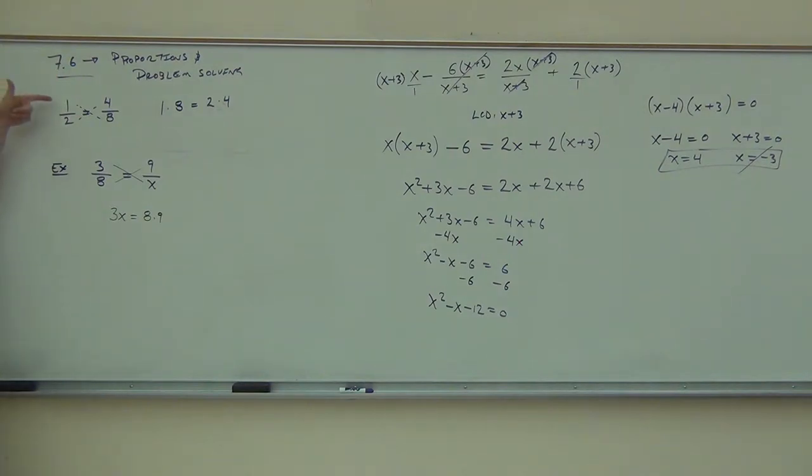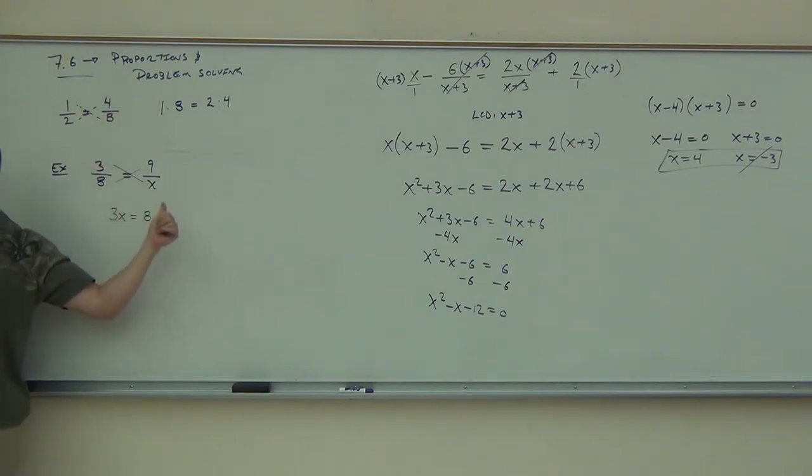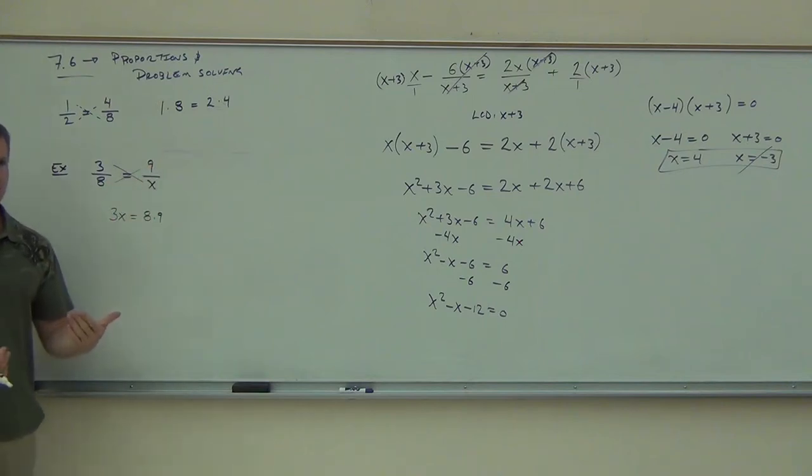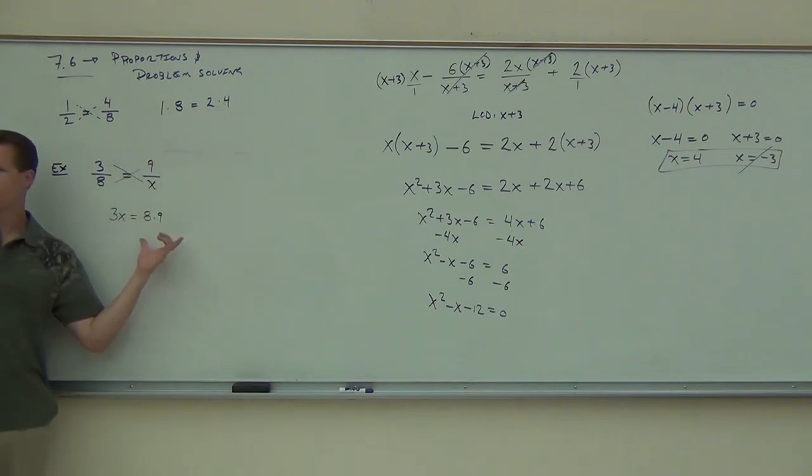times 9. So just like up here, we could multiply the 1 times the 8, and that had to equal the 2 times the 4. We can do that in this proportion also. We can multiply the 3 times the x. It has to equal the 8 times the 9. This happens with every proportion that you see. Are you guys okay with this, Andre? If you're all right with getting this far.